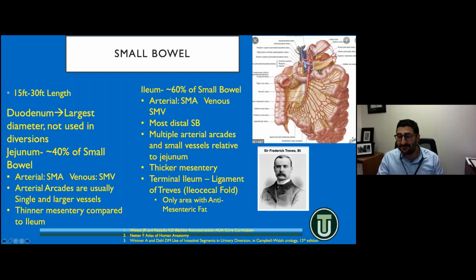This is Sir Frederick Treves, who was a surgeon in London. He actually helped take care of the Elephant Man. And he popularized appendiceal surgery and described this ileocecal fold, and it is really the only area of the small bowel that has anti-mesenteric fat. So if you're confused in a belly with lots of adhesions, if they still have an appendix, or still have the ileocecal valve, you should find this ileocecal fold here to help you identify your anatomy.